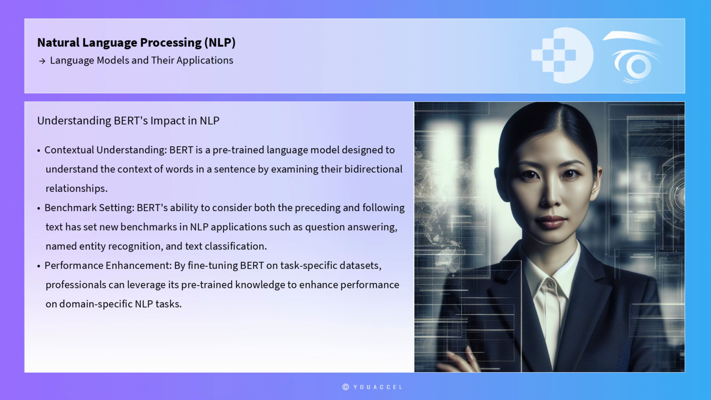BERT, developed by Google, is a pre-trained language model designed to understand the context of words in a sentence by examining their bidirectional relationships. BERT's ability to consider both the preceding and following text when analyzing a word has set new benchmarks in NLP applications such as question answering, named entity recognition, and text classification. By fine-tuning BERT on task-specific datasets, professionals can leverage its pre-trained knowledge to enhance performance on domain-specific NLP tasks.